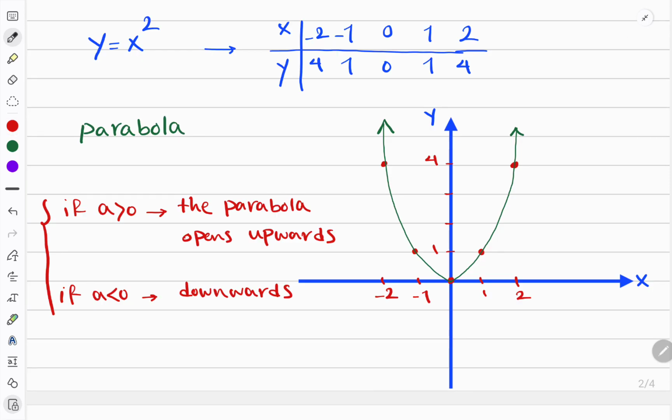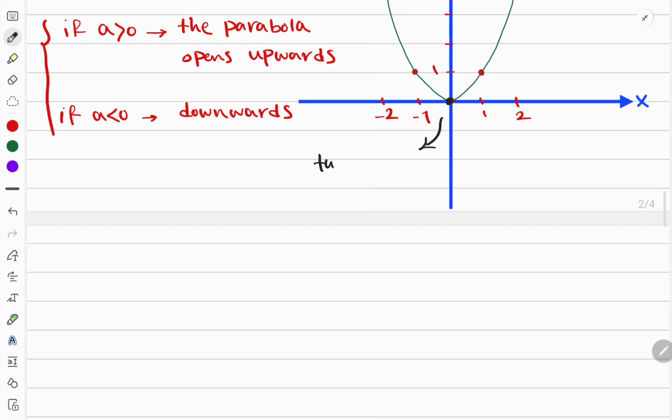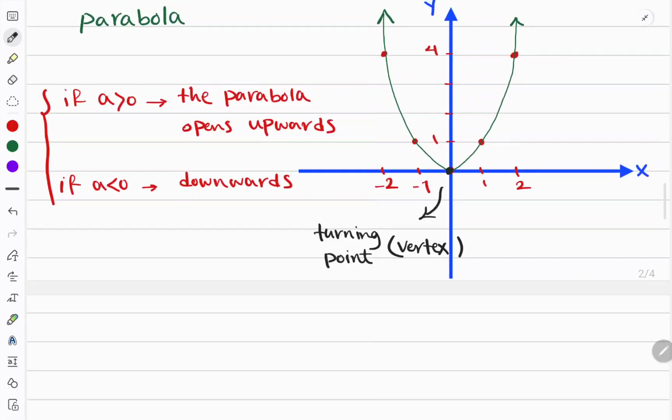And we have a point here, which is a turning point. We call this vertex in a parabola. And in this parabola, because the curve opens upwards, this point has the minimum value of y.